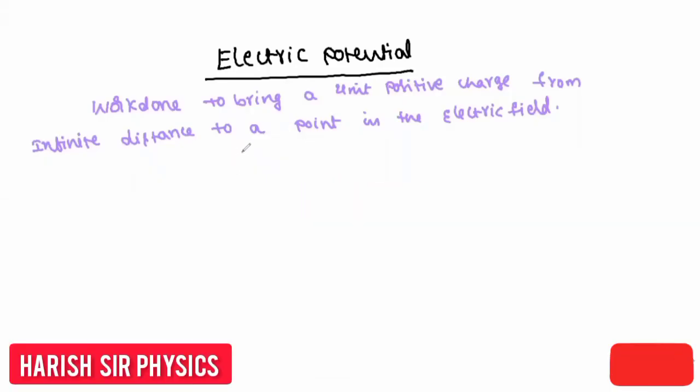Electric potential. Electric potential means the work done to bring a unit positive charge from infinity to a point in the electric field. Electric potential is given by V is equal to work done per charge. Here, potential difference.